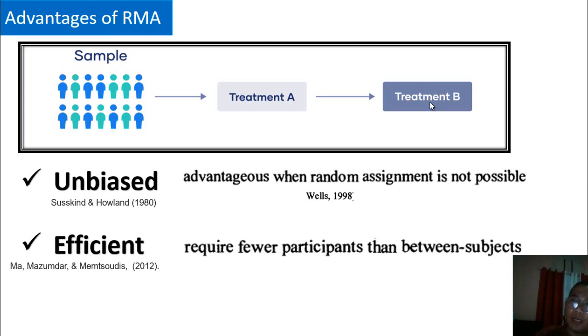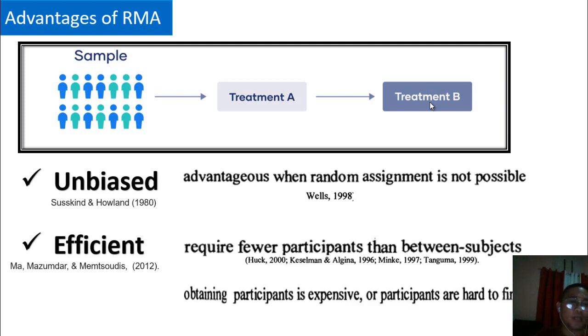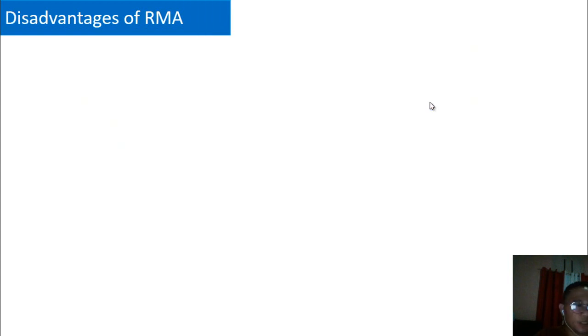Kasi makakatipid ka kasi hindi mo siya hiwalayin, kundi lahat sila. Okay. Then, also, obtaining participants is expensive actually, and participants are hard to find. So these are the advantages.